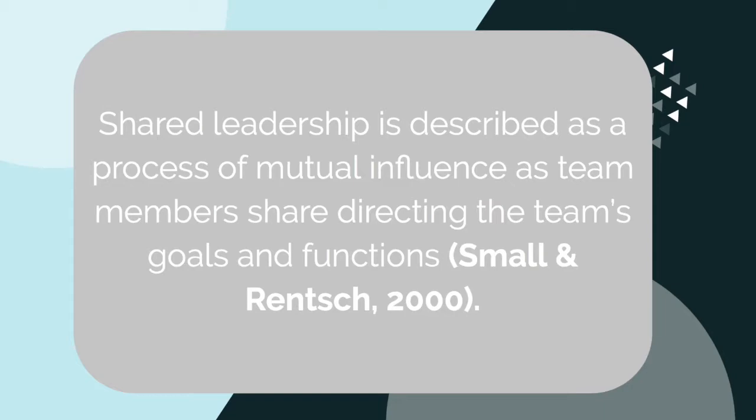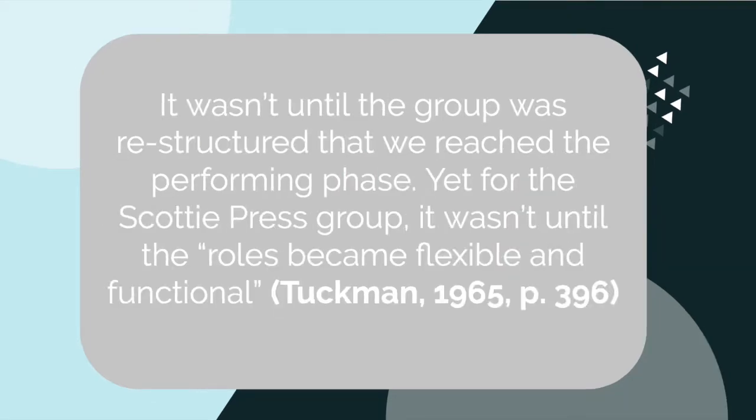Shared leadership is described as a process of mutual influence, as team members share directing the team's goals and functions. For example, within the Collier group, like noted by Tuckman 1965, it wasn't until my group was reconstructed that we reached the performing phase. Yet for the Scotty Press group, it wasn't until the roles became flexible and functional that group energy was rekindled and high performance began.